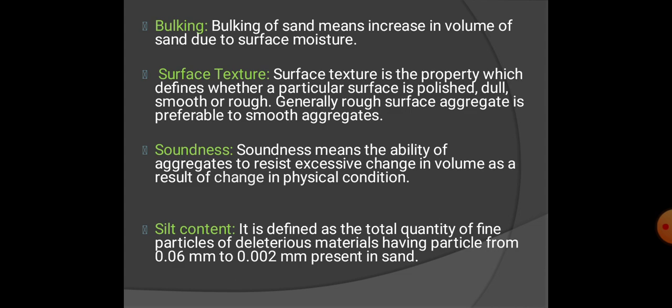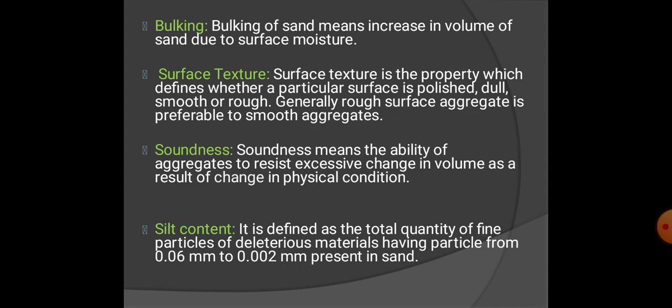So bulking of sand means the increase in volume of sand due to surface moisture. This is a phenomenon in which aggregate swells by absorbing moisture from humid air, and this is called bulking. The concrete mix design may go wrong, so sufficient extra sand is always added to compensate for this swelling, for when the bulked sand returns to its normal state. So this bulking of sand is a separate phenomenon.